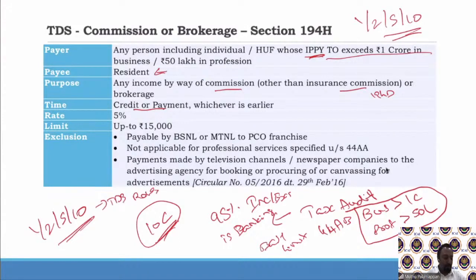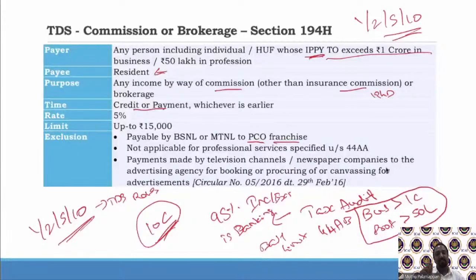Okay. So here you have 5%, and it is not applicable up to 15,000. So up to 15,000, the TDS is actually not applicable. Only when it exceeds 15,000 is it applicable. What are the specific exclusions provided in that? There are a few other exclusions here, but as far as your intermediate goes, these are the only things that are covered. So whatever is paid to BSNL, MTNL to a PCO franchisee.